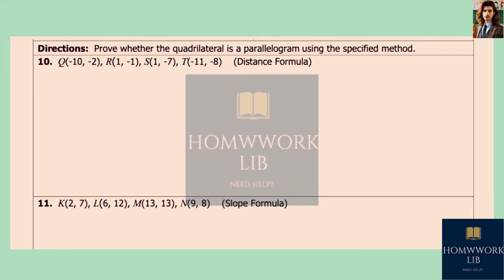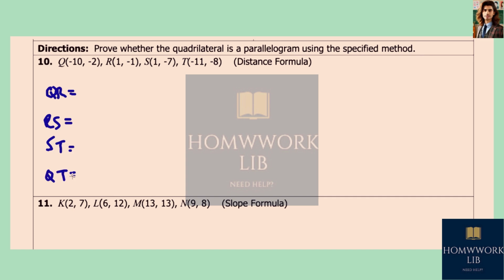You can use the distance formula to find the lengths of all four sides, and if the opposite sides are congruent, then it's a parallelogram. So for instance, we want to find QR, RS, ST, and QT.